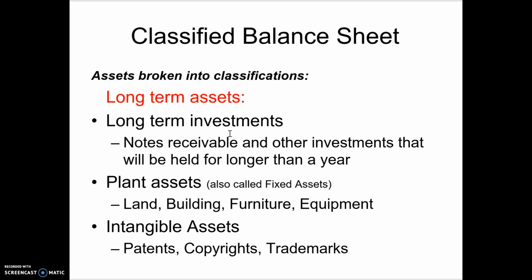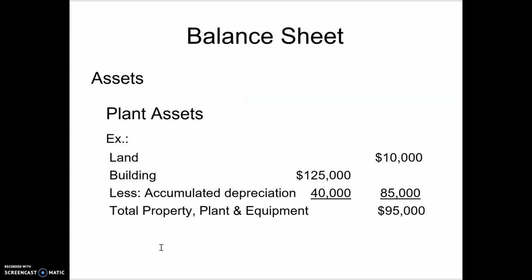So anything that we're going to have for more than a year. A long-term investment is an investment that we're going to hold for more than a year. Our plant assets or our fixed assets that we talked about last chapter when we talked about depreciation: land, building, furniture, equipment. Intangible assets are also going to be long-term. And we'll talk about intangible assets in a later chapter.